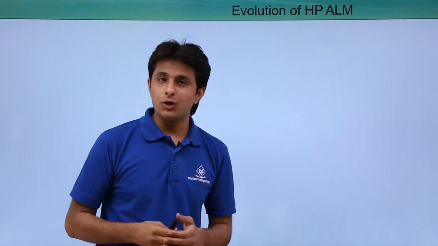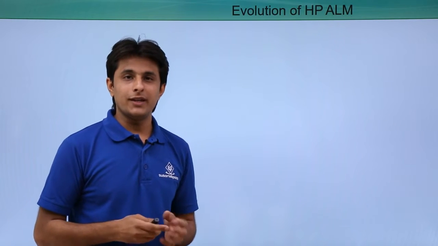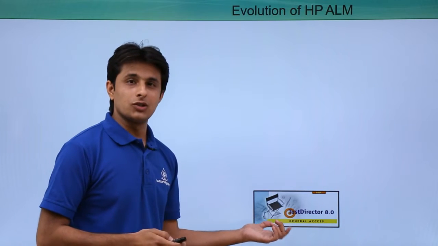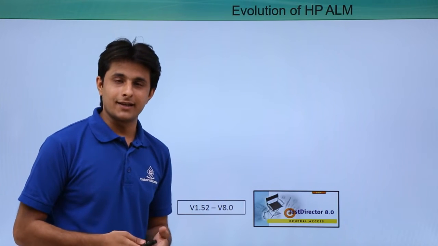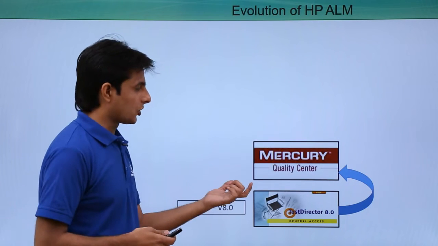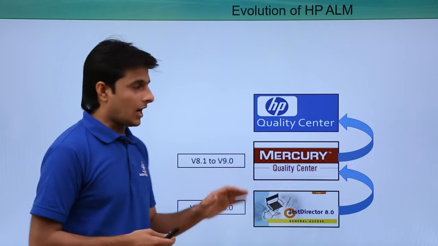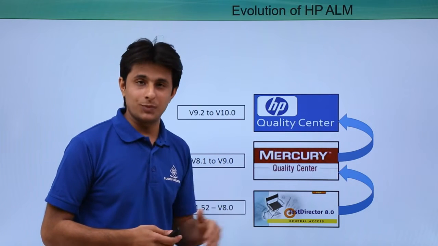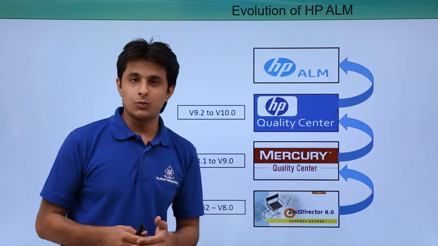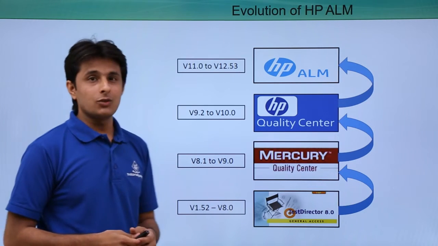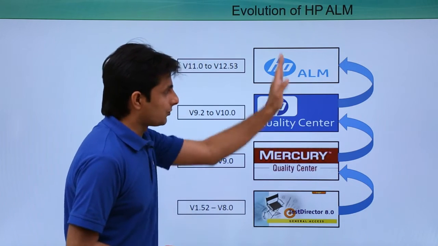Now let us see the evolution of HP ALM. When it was launched for the first time, it was known as Test Director, with version numbers 1.52 to 8.0. After Test Director, it was known as Mercury Quality Center, with versions 8.1 to 9.0. After Mercury Quality Center, it became HP QC. The versions started from 9.2 to 10.0. And now in today's world, it is known as HP ALM. It starts with version number 11.0 to 12.53. So that is the evolution of HP ALM.